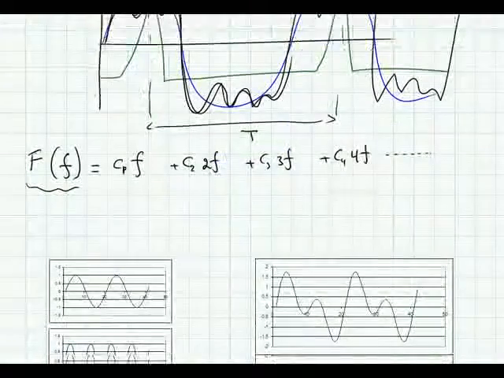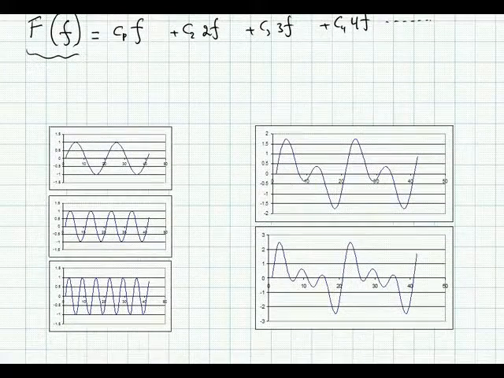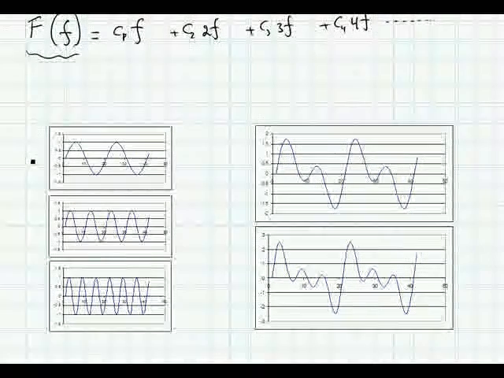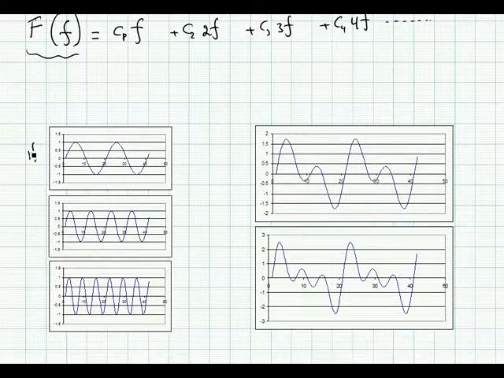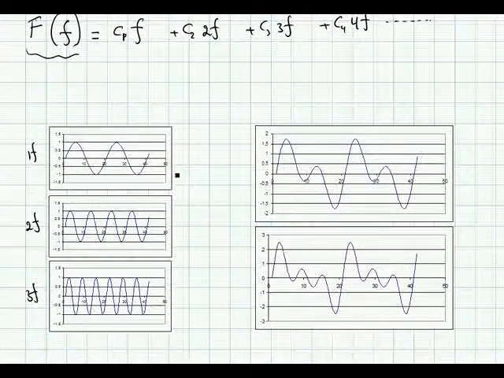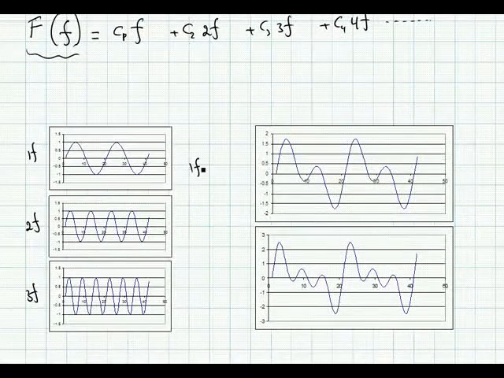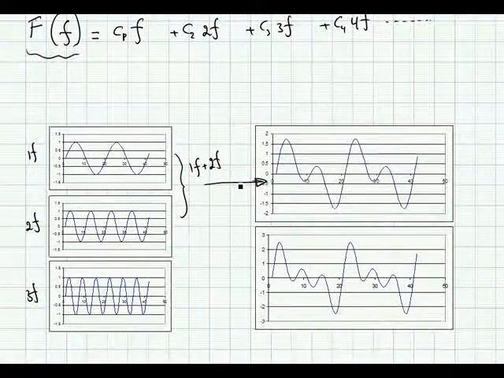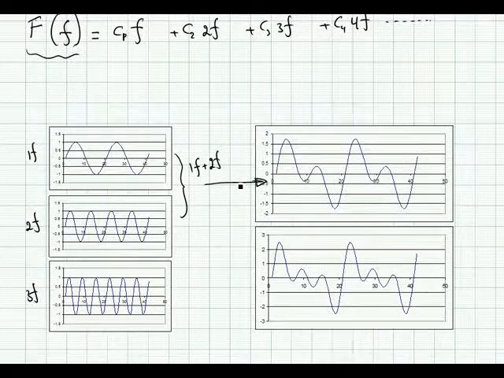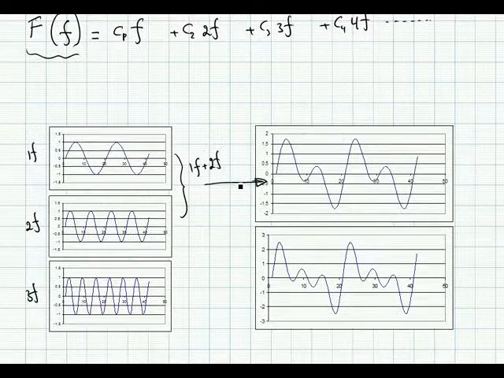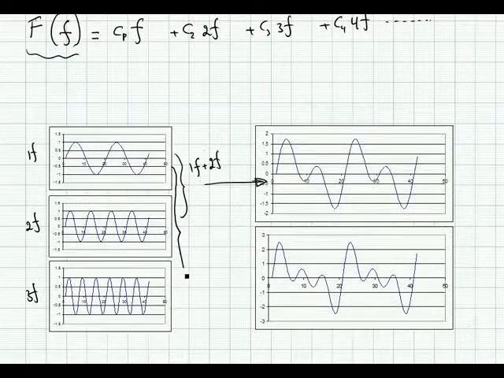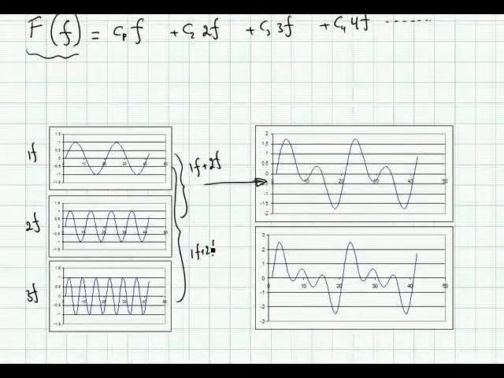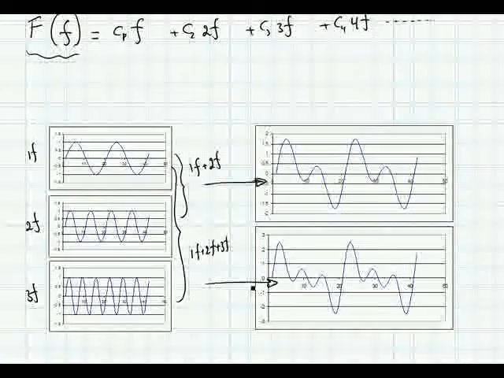An example that I've generated here using 3 sine waves. This has a frequency 1f, a frequency twice that frequency, 2f, and 3f. So by simply adding 1f to 2f, you generate what is shown on the top right hand graph, and by adding all three, so this is 1f plus 2f plus 3f, we get what is shown in the lower right hand graph.